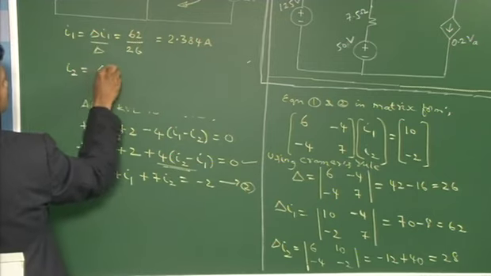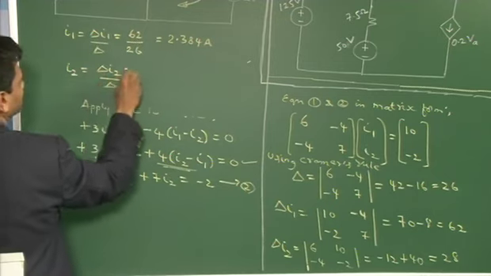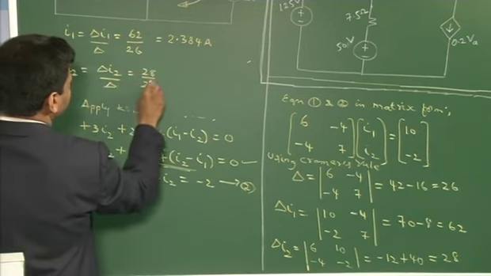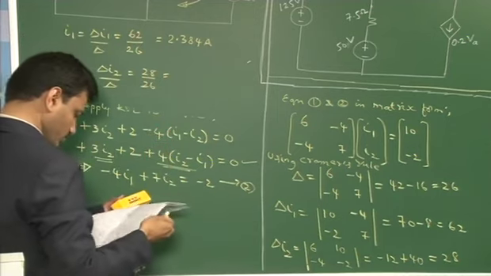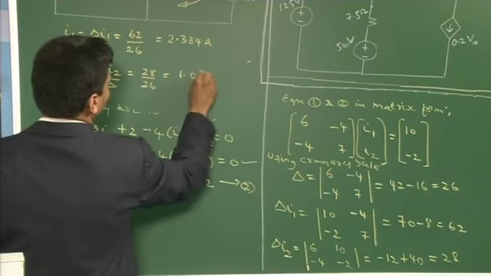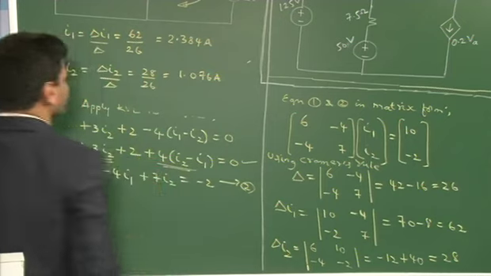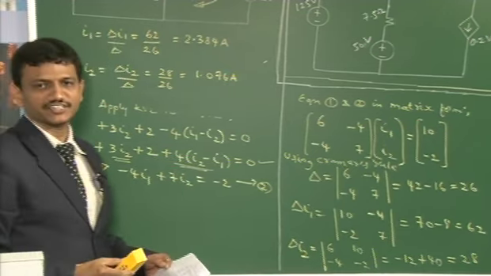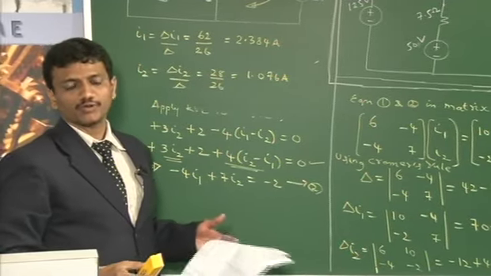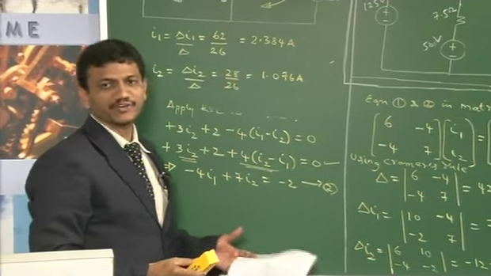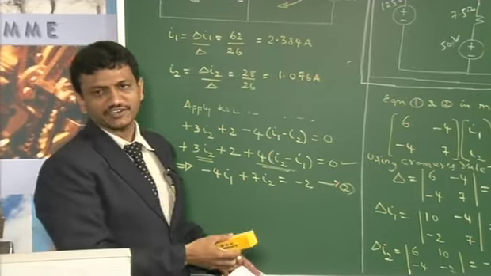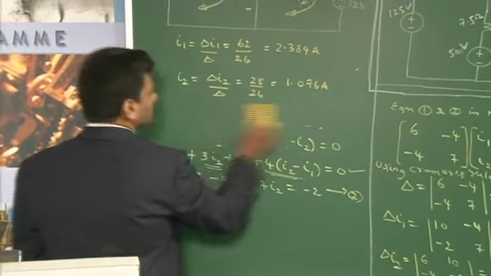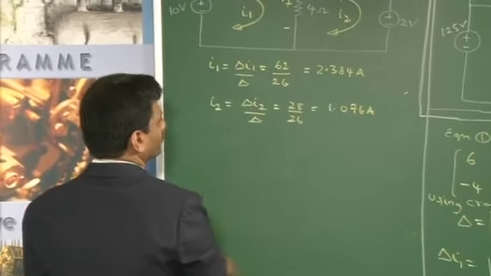Similarly, you can calculate I2. So, I2 is delta I2 by delta, which is 28 by 26, which you will get as 1.076 amperes. Now this is how you calculate the mesh currents, whether it is a problem of 4 meshes or 3 meshes or 5 meshes, this method remains the same. So, I1, I2 now we have found.